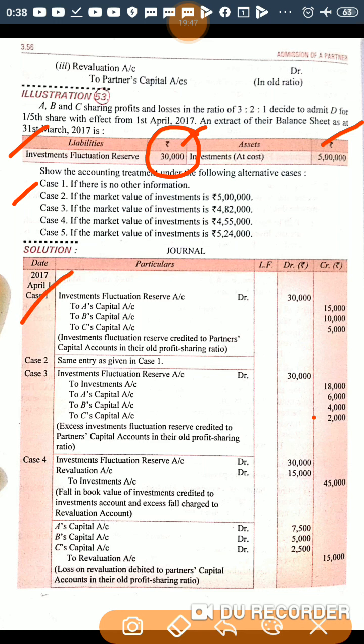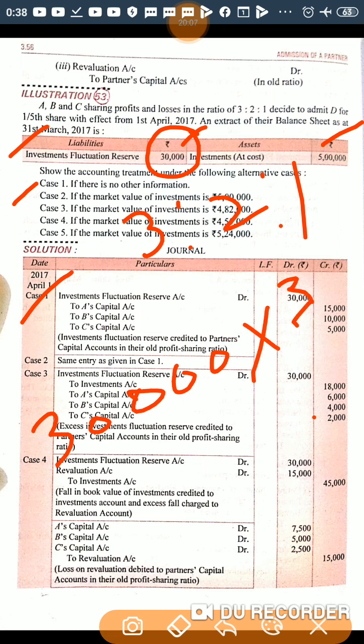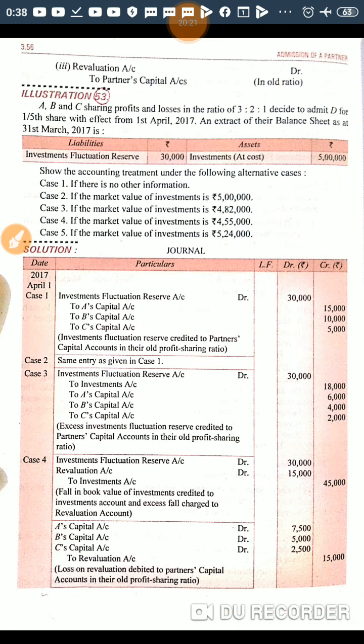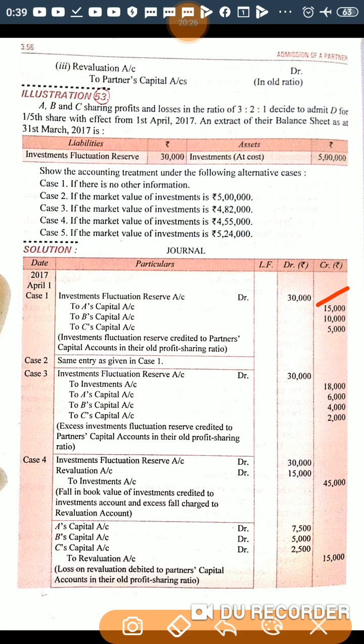So the journal entry will be: investment fluctuation reserve account debited, to A's capital account, to B's capital account, to C's capital account, and the ratio is 3:2:1. We can check it. For A's share, 30,000 multiplied by 3 by 6, 3 ones are 3, twos are 2, 15,000. So A should be credited with 15,000. In this way you can calculate for B and C also.